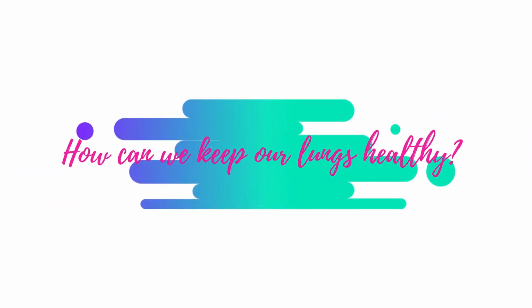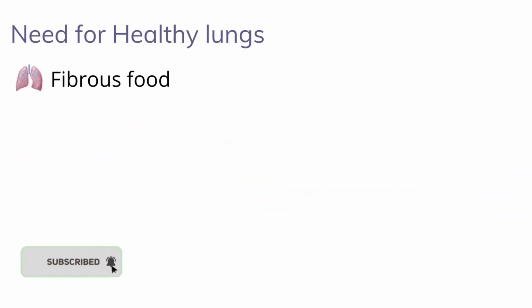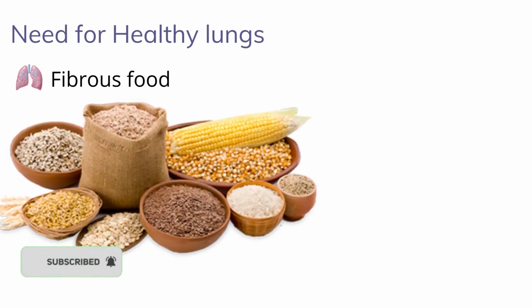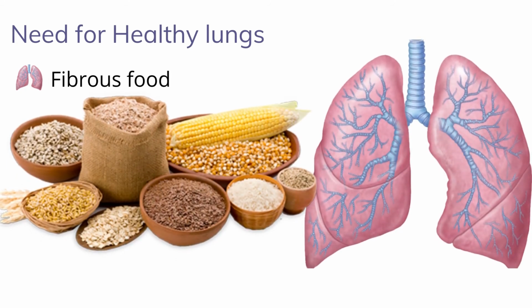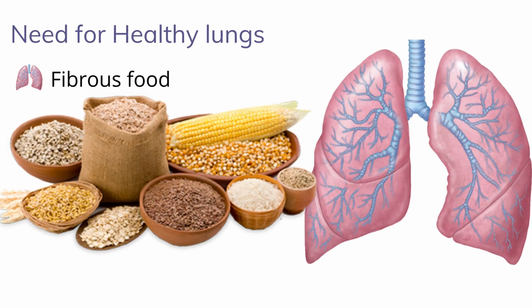After understanding the ventilator, now let us discuss what we can do to keep our lungs healthy. Eat foods and fruits which are rich in fiber. Research suggests people who eat more fiber have lungs that work better than those who do not eat much fiber. Whole grains are great for lungs. They include brown rice, whole wheat bread, whole wheat pasta, and oats.